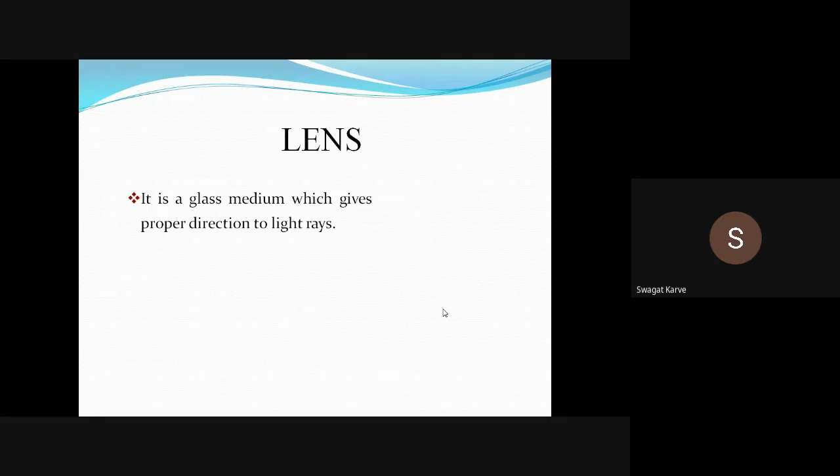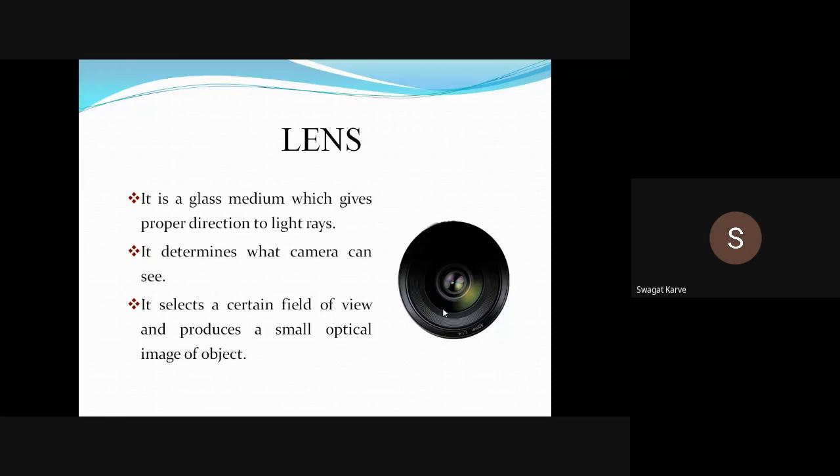Okay, then what about the lens? It's actually a glass medium which gives proper direction to the light. That means it is used for focusing purposes. जो ऑब्जेक्ट करून जो रिफ्लेक्ट झालेला लाईट आहे तो त्या सेन्सरकडे फोकस करायचं काम जे आहे ते लेन्स करतं. Then it determines what the camera can see, that means what scene you want to capture. So it selects a certain field of view and produces a small optical image of the object, right? Next, you can use the lens for zoom purposes.